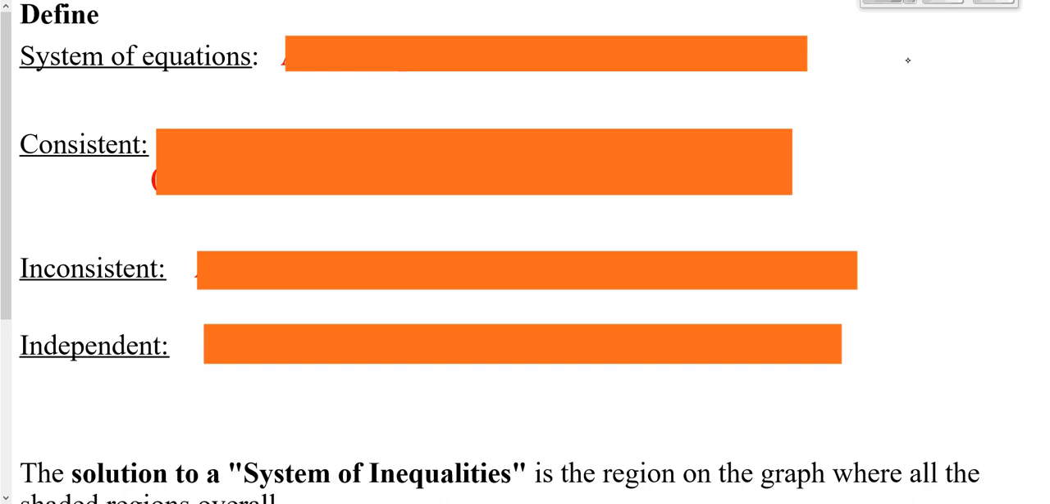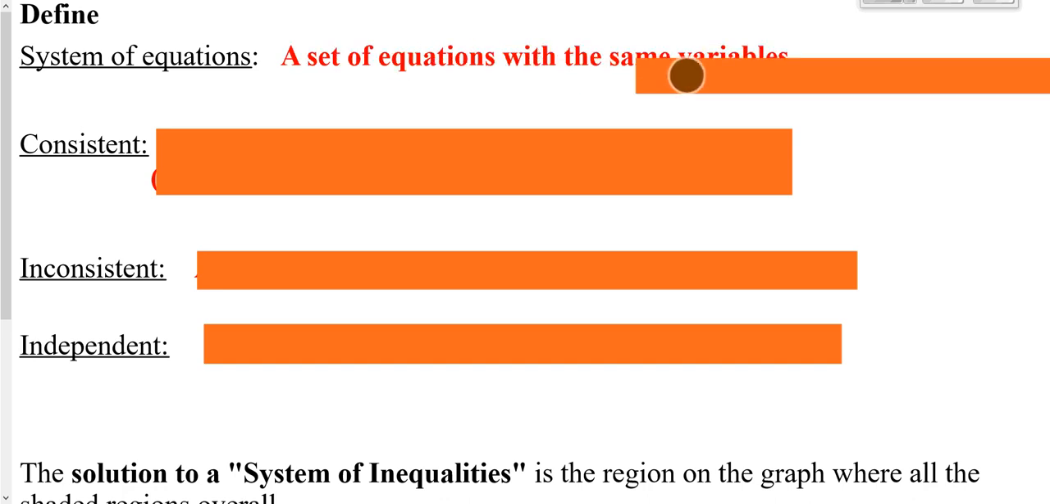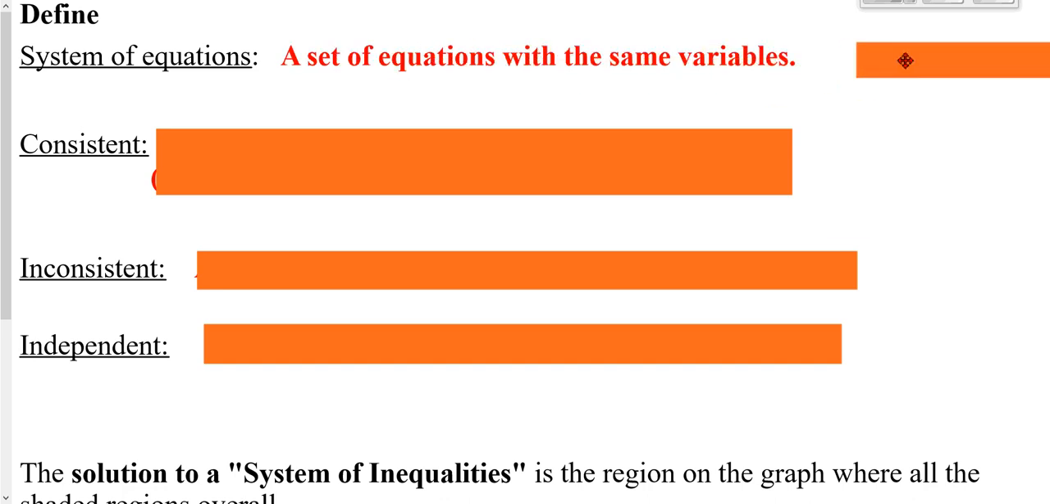Hey, we're going to go ahead and take a look at systems of equations and systems of inequalities in Unit 2, Section 1. Now, a system of equations is a set of equations with the same variables. So it might be two variables of, say, x and y, and then you have to have two equations with those same two variables, and then you can go ahead and solve that.